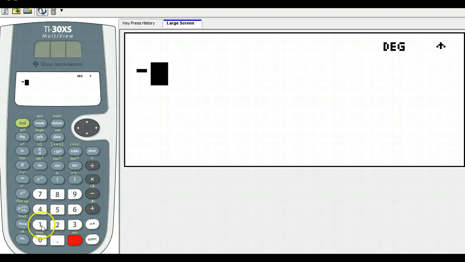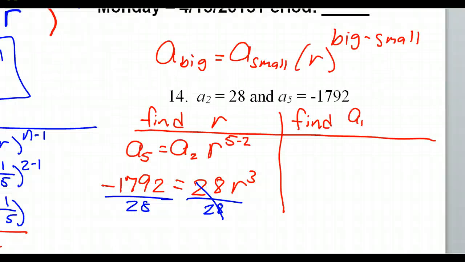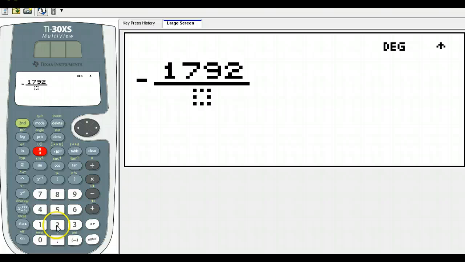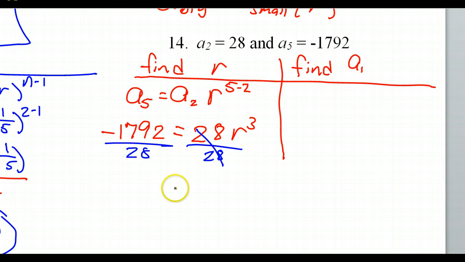So that was negative 1,792 divided by 28. That gives us negative 64. All right, so that means that the r value, r to the third, is negative 64.